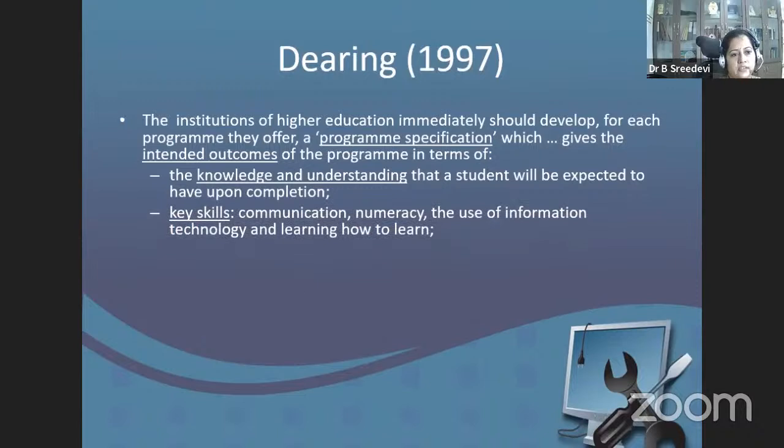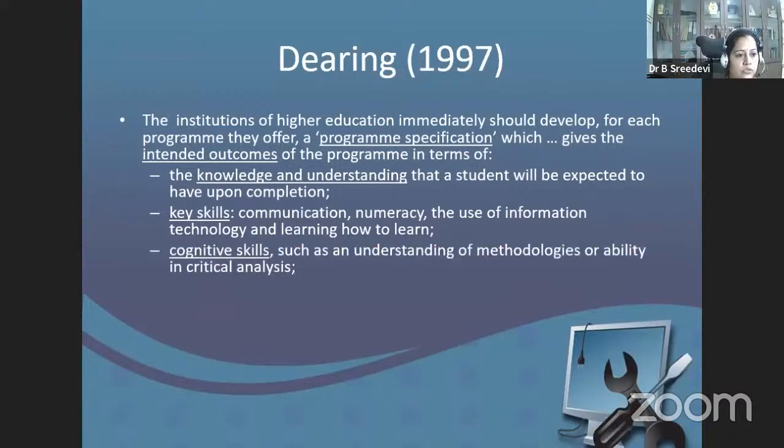Then in 1997, he framed an OBE definition. The institutions of higher education, as I mentioned in the beginning, before framing a curriculum or specifying a particular program, should clearly understand the intended outcomes of the student, with the level of understanding and key skills required. With this we frame the prerequisites for a course. We often use the terminology prerequisites. Before learning microprocessors, you should learn computer architecture. This is the prerequisite for learning microprocessors. All such prerequisites should be mentioned clearly before framing a syllabus for a course.